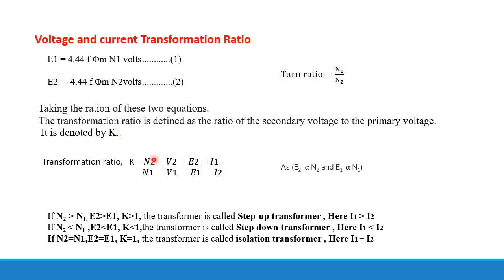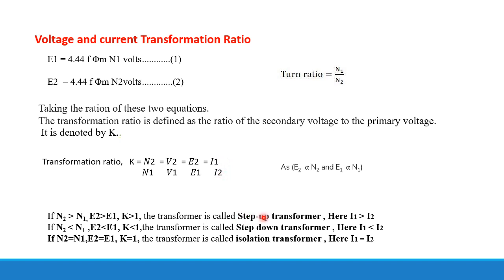N2 is the secondary side number of turns. N1 is the primary side number of turns. V2 is the secondary side terminal voltage. V1 is the primary side terminal voltage. E2 is the secondary side induced EMF. E1 is the primary side induced EMF. I1 is the primary current. I2 is the secondary current.